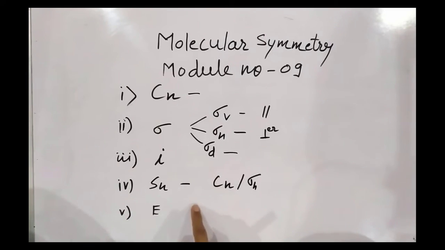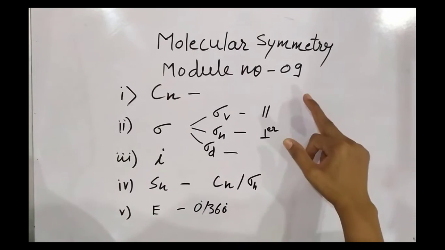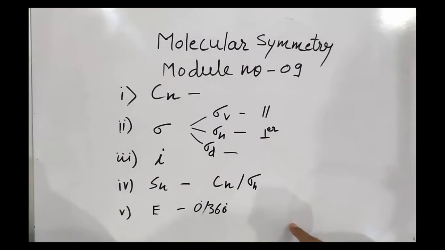And the last one is the identity. It is either doing nothing or rotation by 360 degrees. So it is rotation by either 0 degree or 360 degrees. And the speciality of this symmetry element is that every molecule possesses it. With the hope that you have understood all the symmetry elements very well in detail, now we will proceed toward the point group, detection of point group.